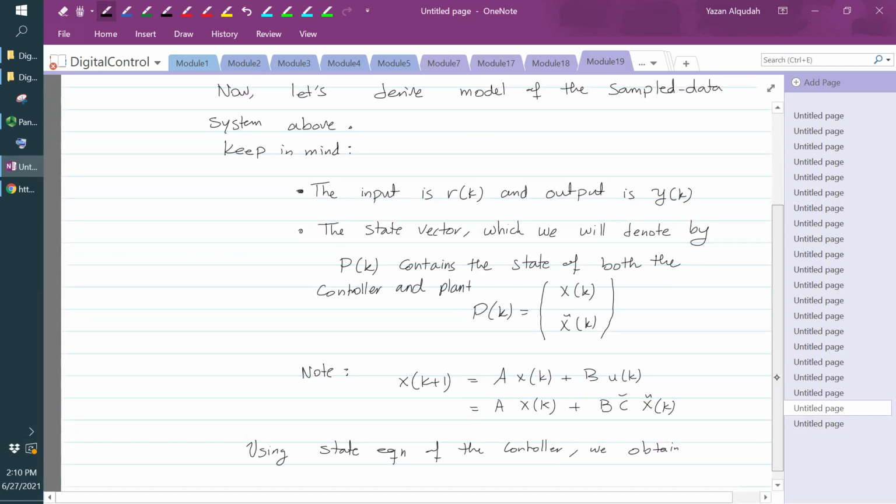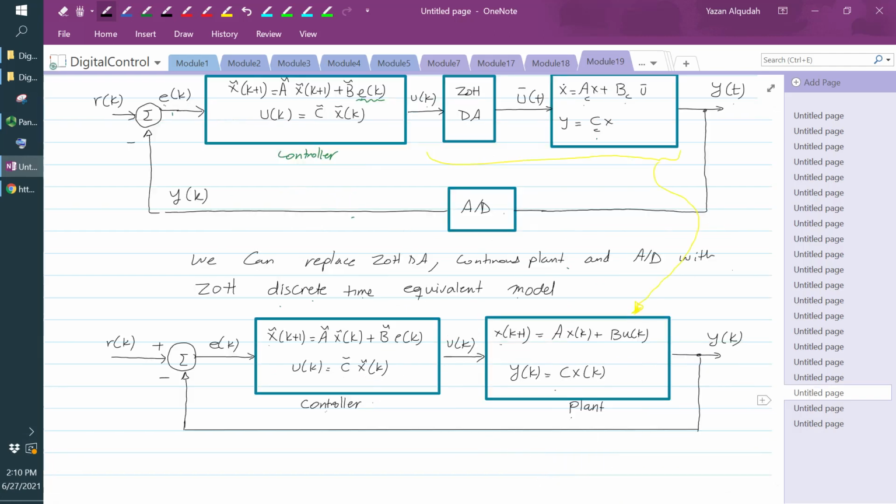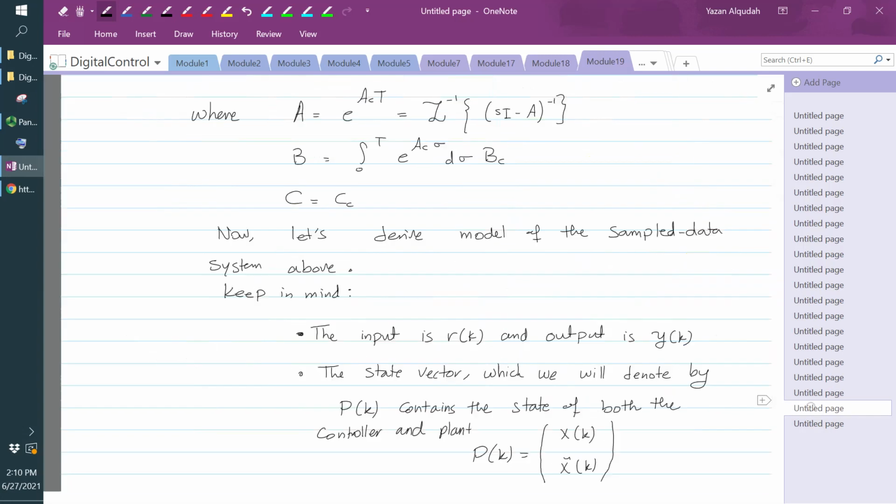Now what I'm going to do, of course, as we know, to calculate these matrices, the A, B, and C matrices, as we've seen in the previous lecture, A for the discrete is equal to e to the A continuous multiplied by T, which is equal to the inverse Laplace of (sI minus A) inverse. And B is equal to the integration from 0 to T of e to the A_c sigma, d sigma, multiplied by B_c. And the C for the discrete is just going to equal the C matrix for the continuous system. So these are the state space representation A, B, C for the discrete time equivalent.